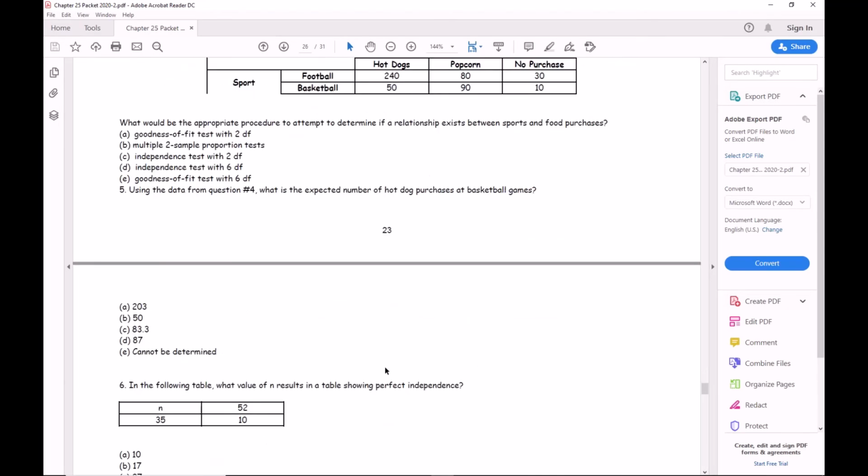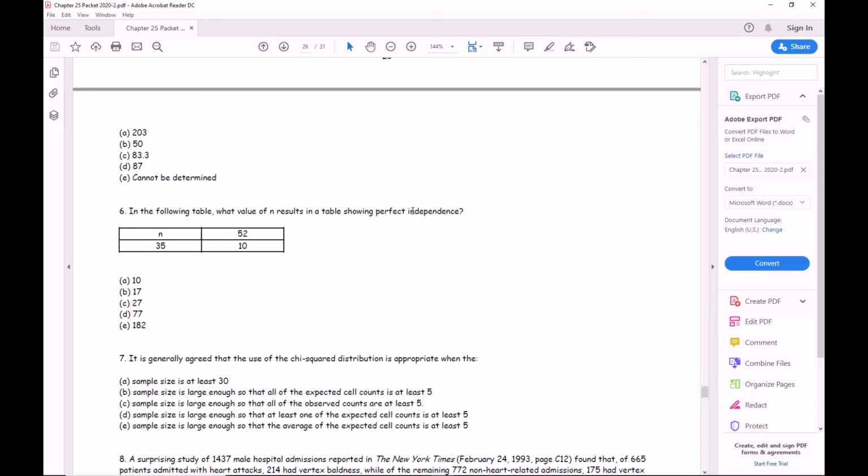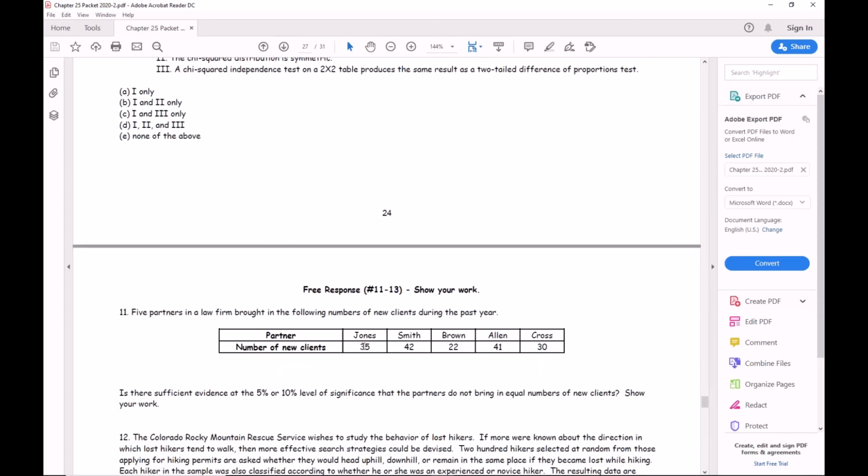It's assigned. And here is an interesting question. When you have perfect independence, then your observed and your expected are exactly the same. So this expected should be 35, this should be 10, this should be 52. That will help you answer the question.